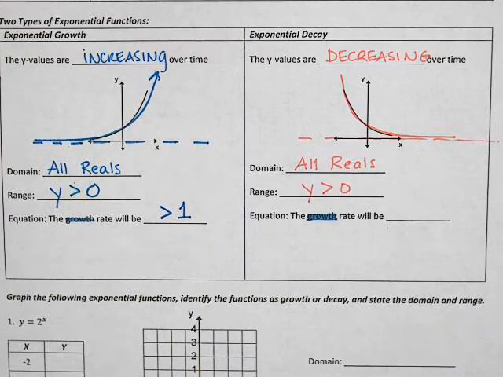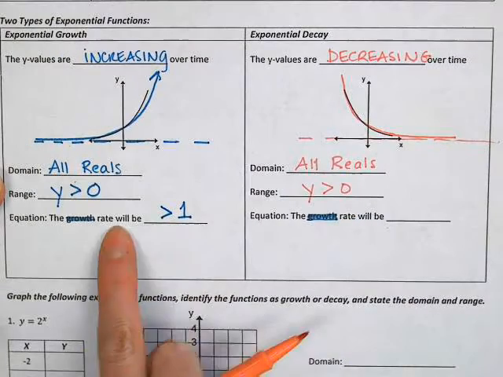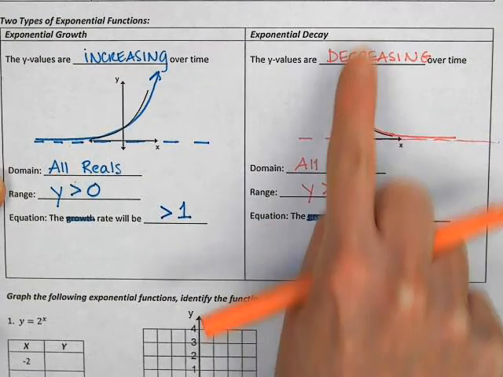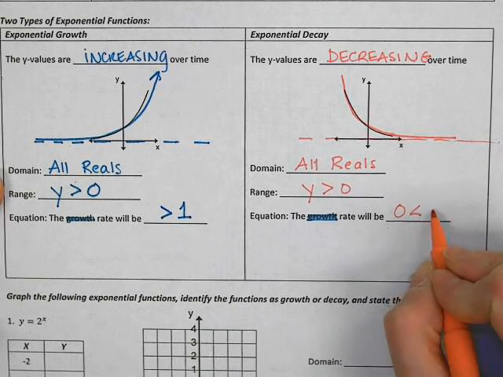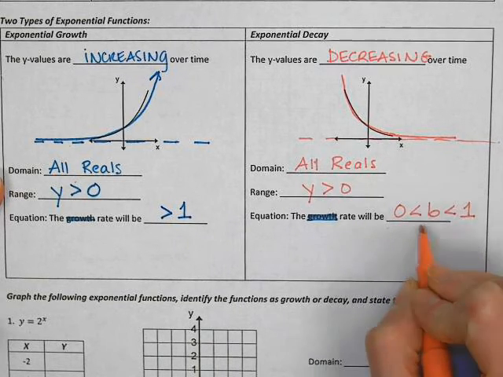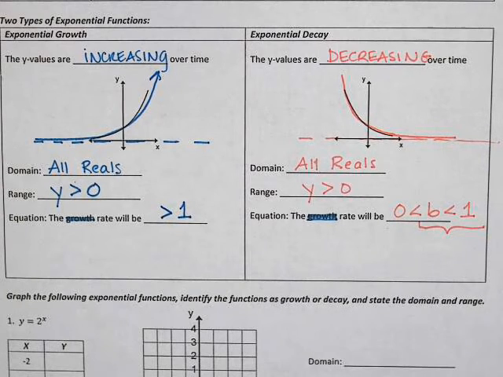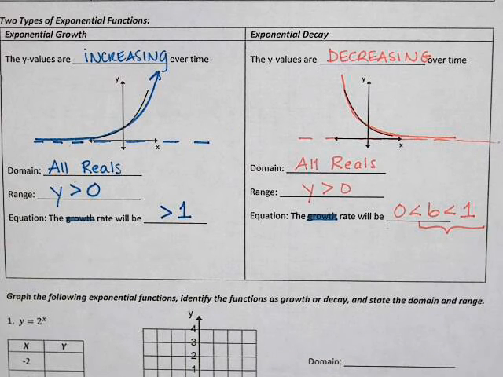But the one thing that's different is the rate. If it's a growth, the rate is bigger than 1. If it's a decay, the rate is between 0 and 1. So we'll say the rate is between 0 and 1, in other words, less than 1. So growth is bigger than 1. Decay is less than 1. But it's always positive.